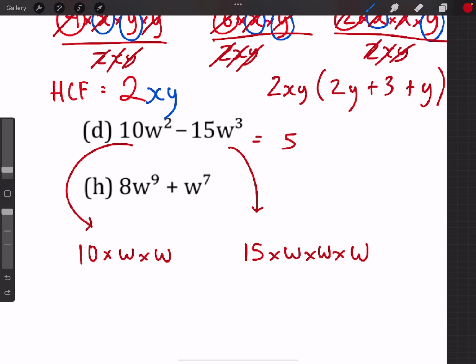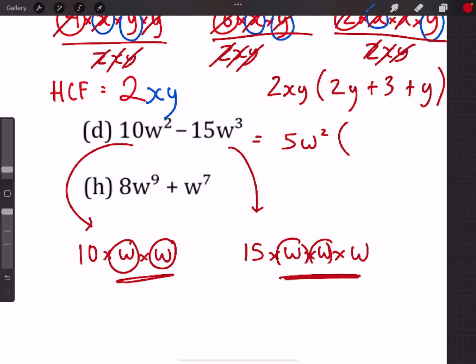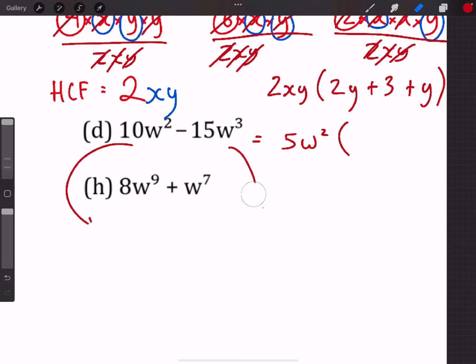Now let's look at the letters. This has a W, this has a W, and this has another W, this has another W. So that means that we can take W squared out, because W times W is just W squared. That's the highest common factor. I can't take another W out. This is because this has 3, but this only has 2. I can't take another W out. So let's see what we get.